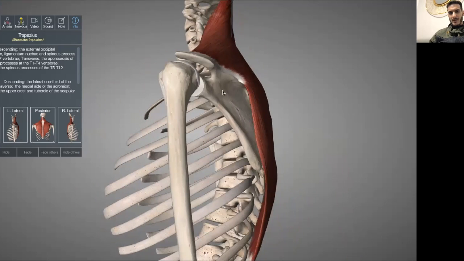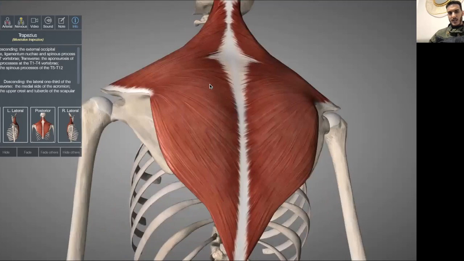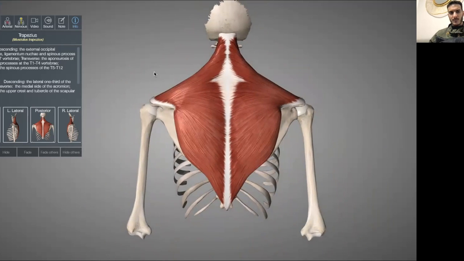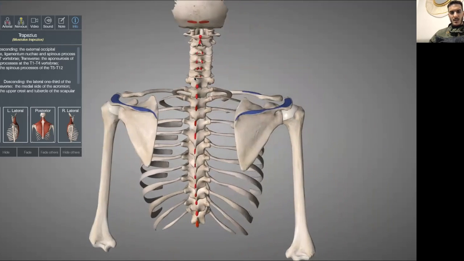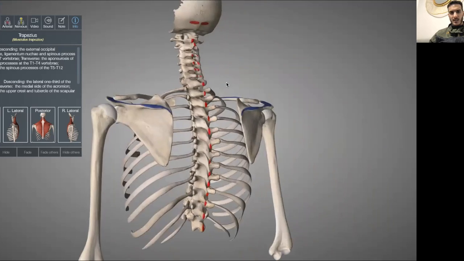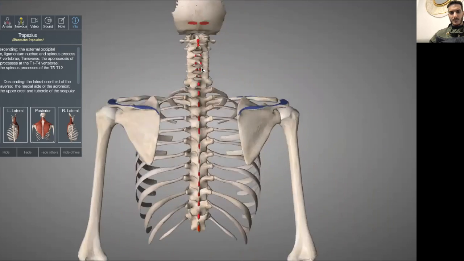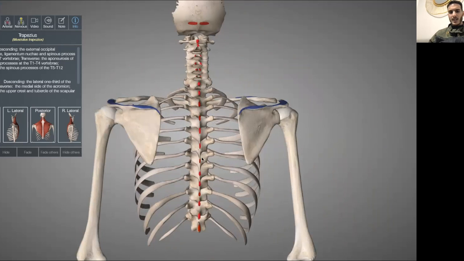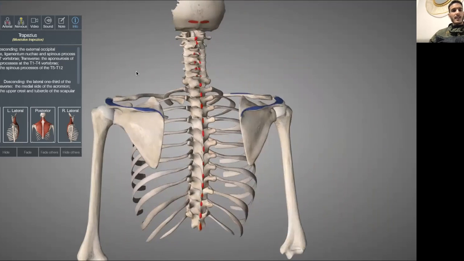The scapular spine is right here and extends across this region. It inserts on the upper crest and the tubercle of the scapular spine. That's the trapezius muscle. These are the regions that it touches and inserts onto, and all the colored spots are the spinous processes, as we have discussed earlier. Okay, that's the first muscle.